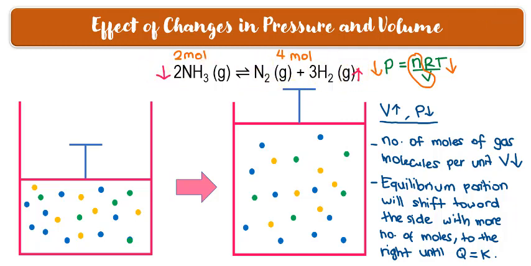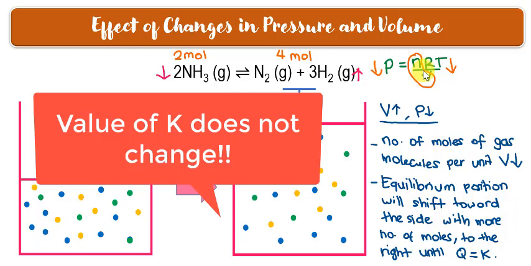In terms of the equilibrium constant, a change in volume is in effect a change in concentration because an increase in volume will reduce the concentration. Therefore, like other changes in concentration, a change in pressure due to the change in volume does not alter the value of K.